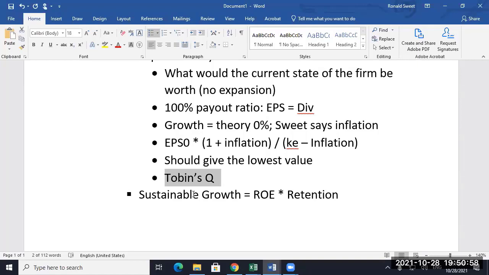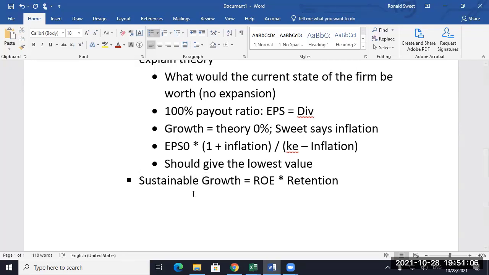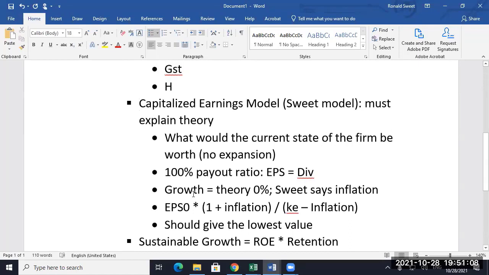But it's different than Tobin's cube. To me, this is not what the firm should be valued at. This is what the value of the firm's existing operations is. So I like it from that standpoint. You do need to explain why you're using this theory if you use it. The nice thing about this is, as long as your firm has positive earnings, the ratio works pretty well.